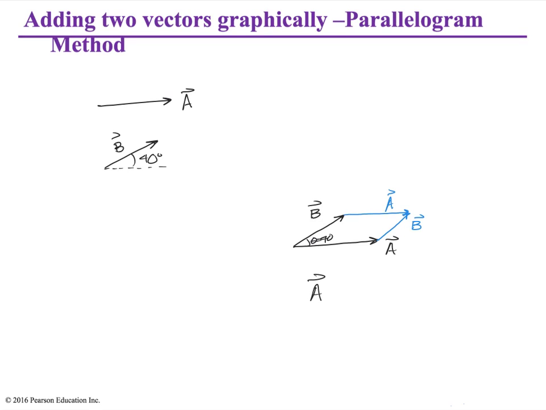Then, in this case, when we're using the parallelogram method, the sum of the two vectors is found by the diagonal of the parallelogram, vector C. And I think if you go back to the previous example, you'll see that this does look pretty similar to our last example.